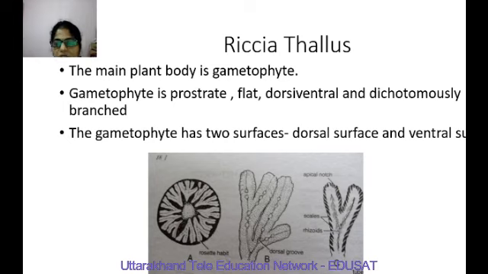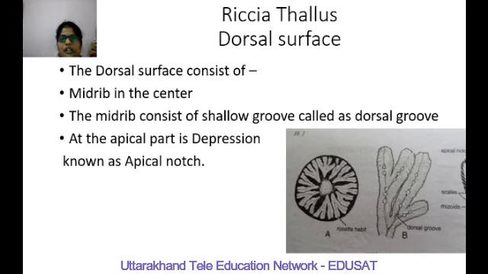Now the gametophyte has two surfaces, a dorsal surface and a ventral surface. Here in diagram B, it is the dorsal surface, while diagram C is the ventral surface. Now let's see the dorsal surface. The dorsal surface of Riccia consists of a line running in the center. This is called the midrib.